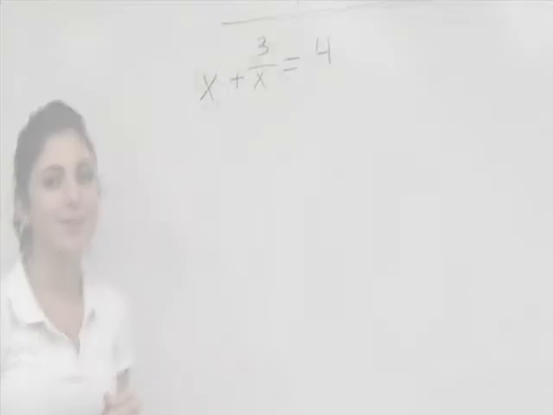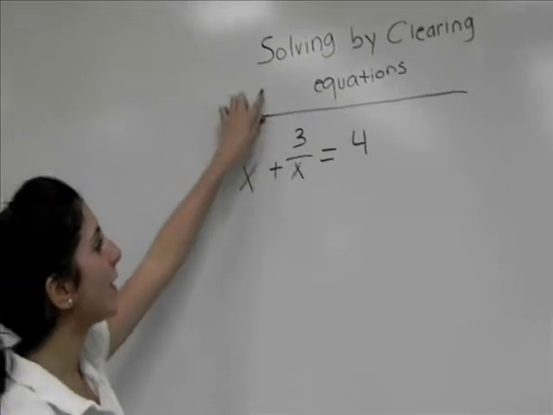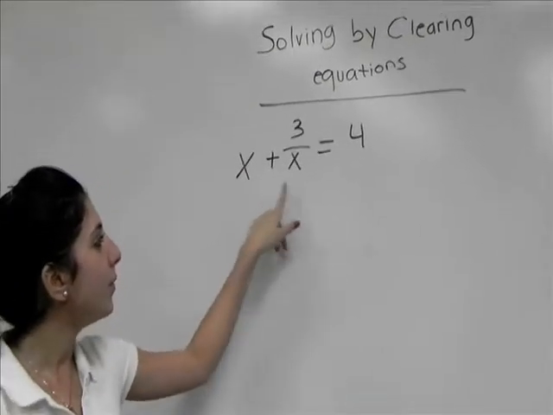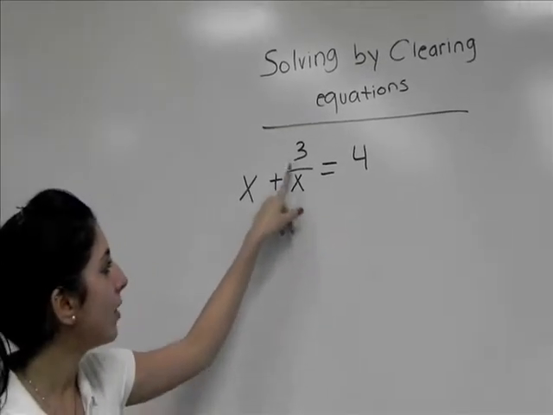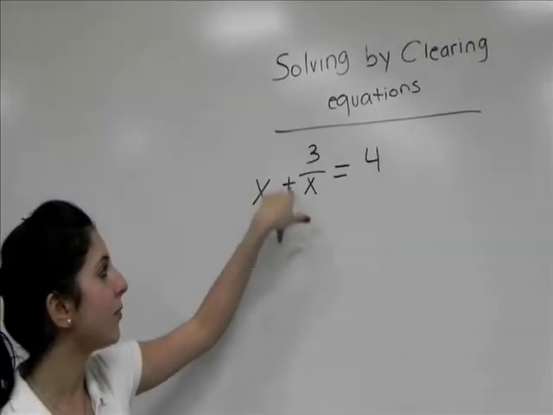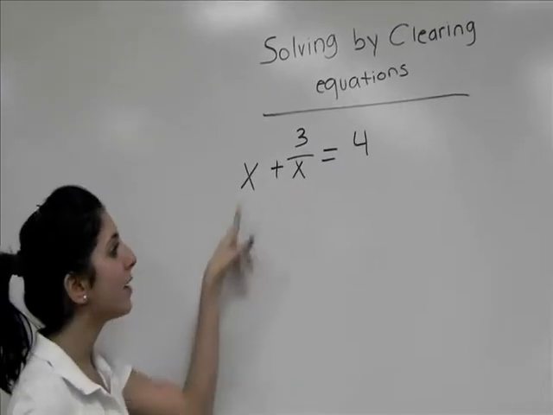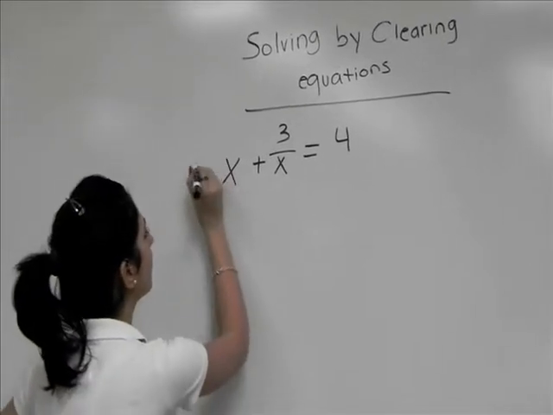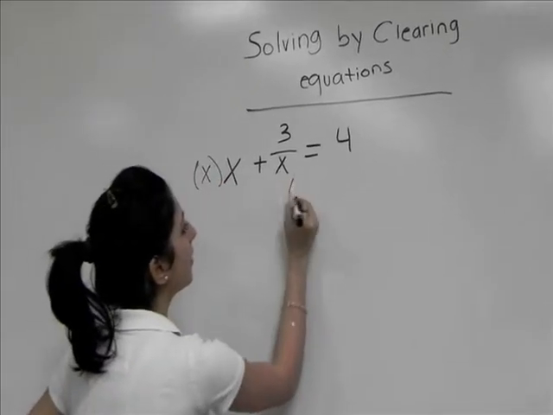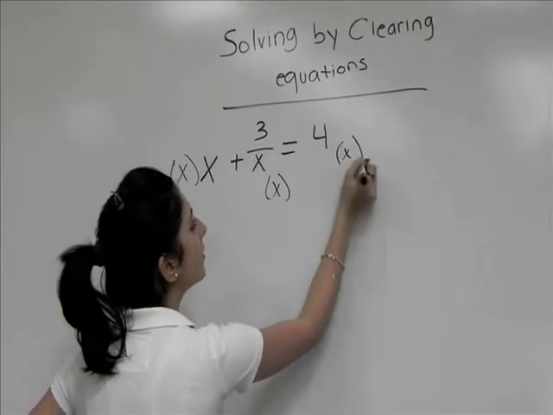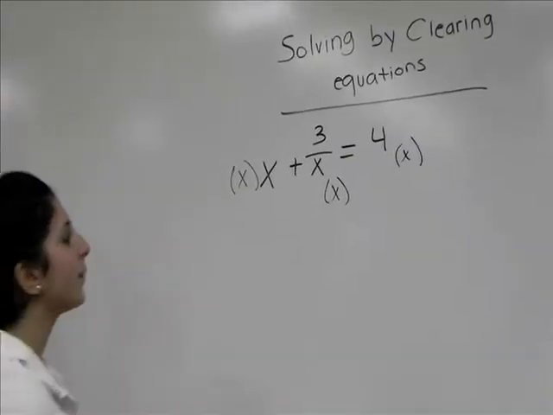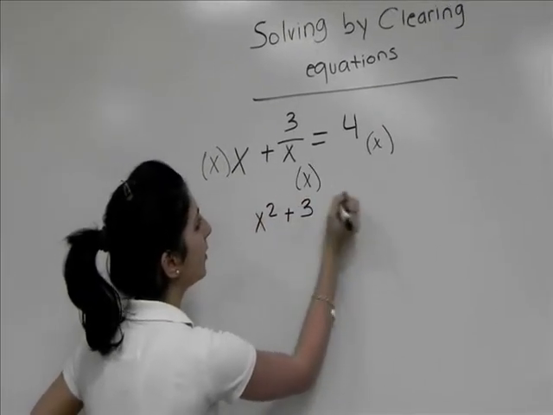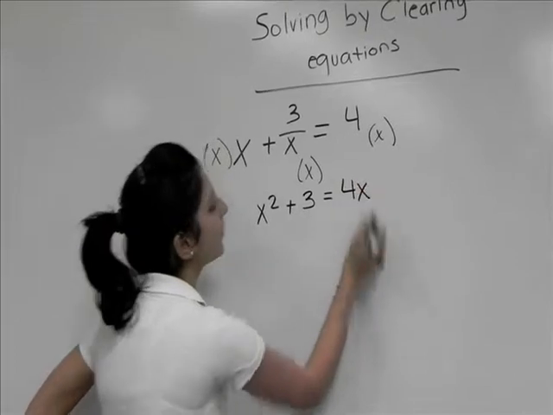Pretty much. Okay, so I'm going to do solving by clearing equations. And today I'm going to use this equation. And to start off, we don't like working with fractions, so we have to eliminate the denominator of this fraction. And to do so, you multiply by x because it's the least common denominator. And then you multiply x on this side, x here, and x here, because what you do to one side, you do to the other. And then that gives you x squared plus 3 equals 4x.